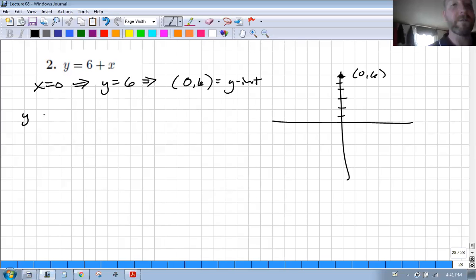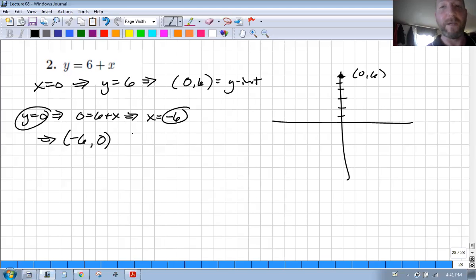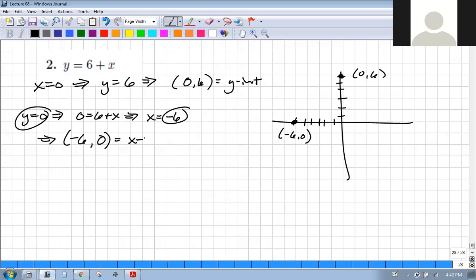But if y is 0, then our equation says 0 equals 6 plus x, or x is negative 6. So (-6, 0) is a point on the graph. 1, 2, 3, 4, 5, 6. We don't go up or down. That's (-6, 0). That is on our x-axis. That's our x-intercept.